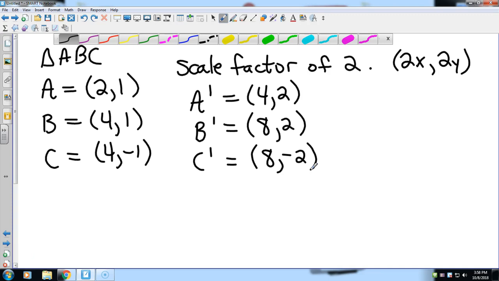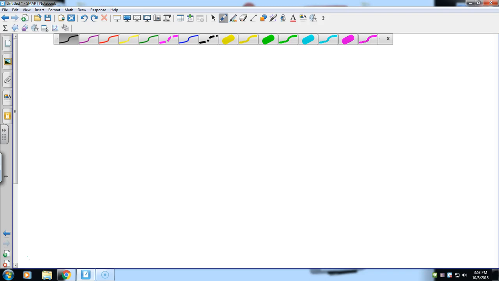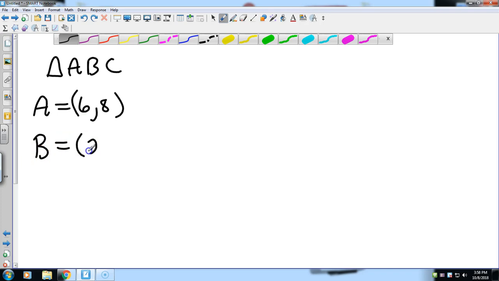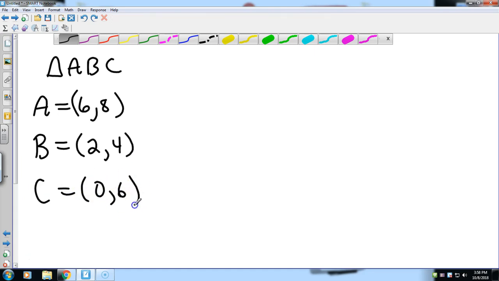We can also do a negative reduction, where it will not only make it smaller, but it also might change its orientation. So I want to go ahead and look at a negative dilation or a reduction. So let's say I have a triangle again of ABC. Let's say A is 6, 8, B is 2, 4, and C is 0, 6. So if I were to graph that, which they will ask you to graph some, I'm saving a little time in the screencast and not graphing everything.